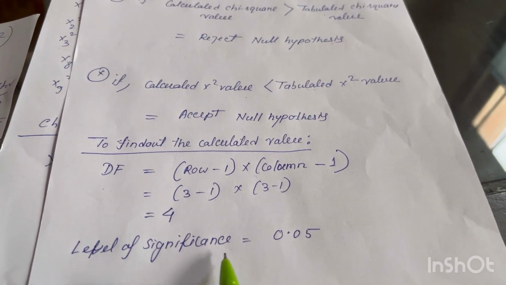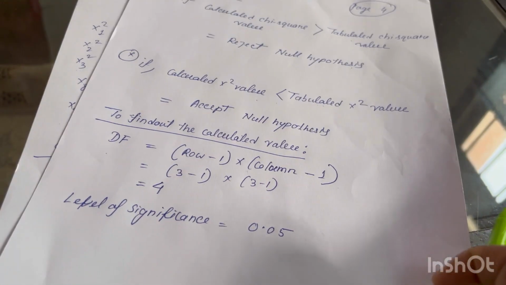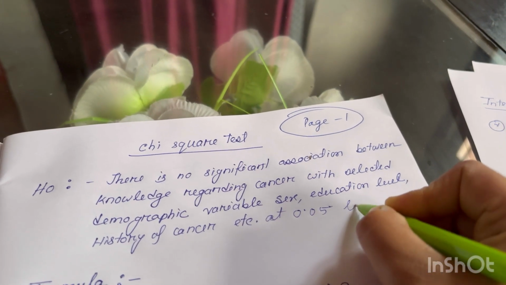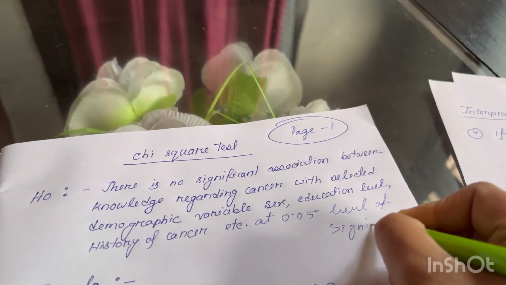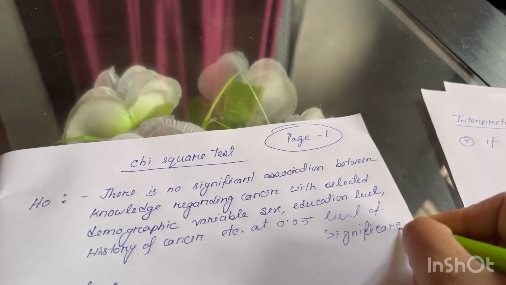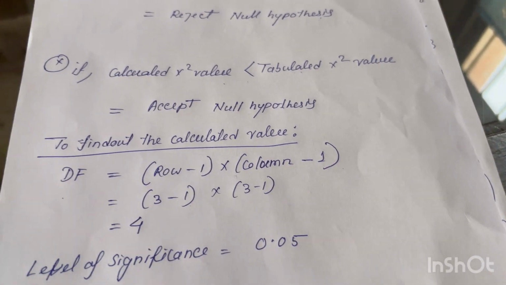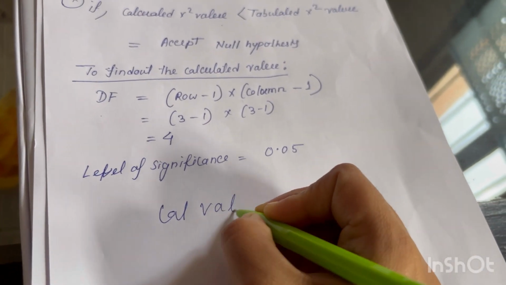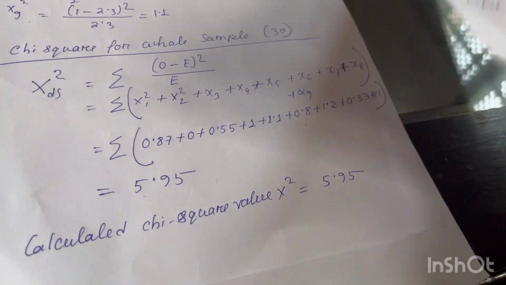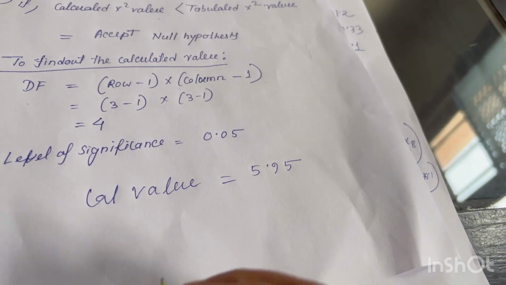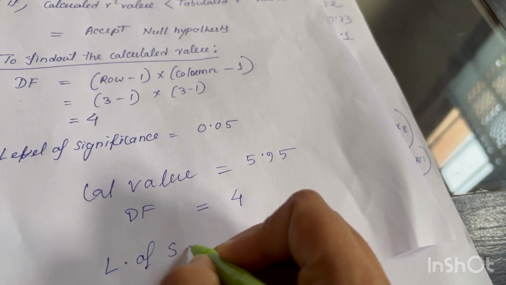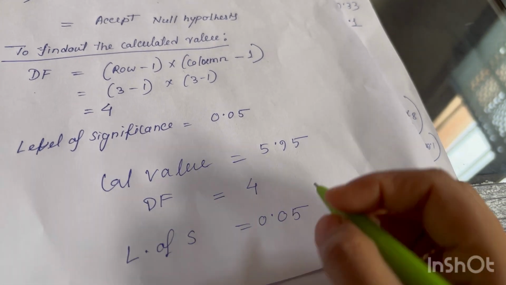And the level of significance that we are considering is 0.05, because we have already written it in our hypothesis, at the 0.05 level of significance. So now we have the calculated value, we have the degree of freedom, and we have the level of significance, right? So let's write it. Our calculated value is how much? We got the calculated value as 5.95. Then the degree of freedom is 4 and the level of significance is 0.05.